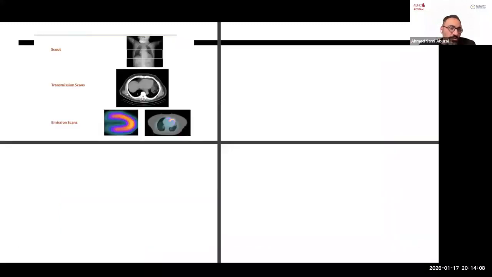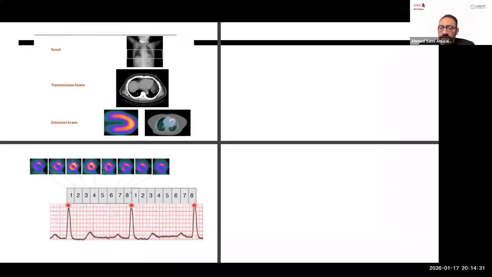So in short, we acquire the scout images, and then we have a transmission with the CT, if you have a PET CT. And then after that, we create a map, and that map is going to be allocated with your emission images, and then you have transmission and emission images, and then you create the pictures.